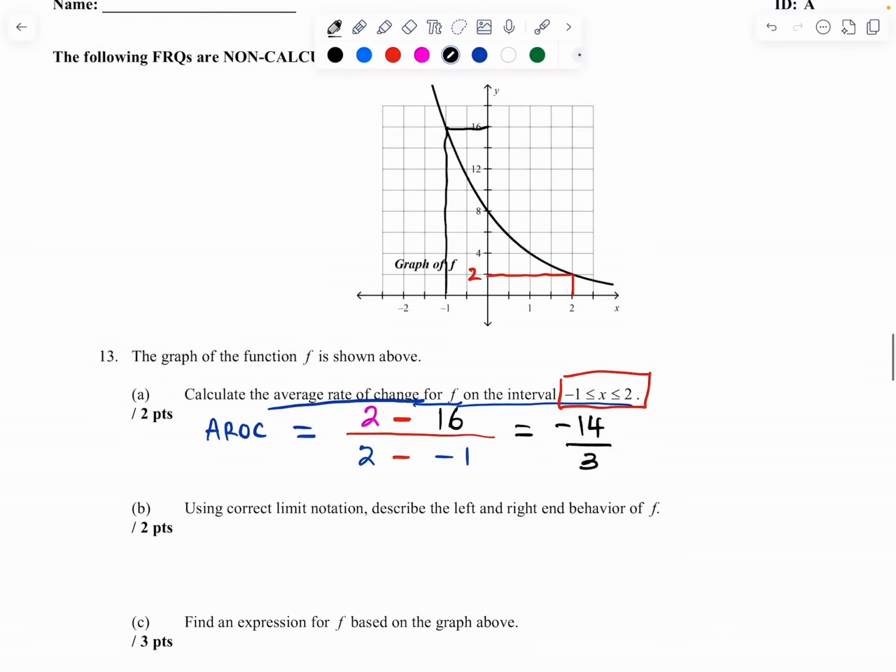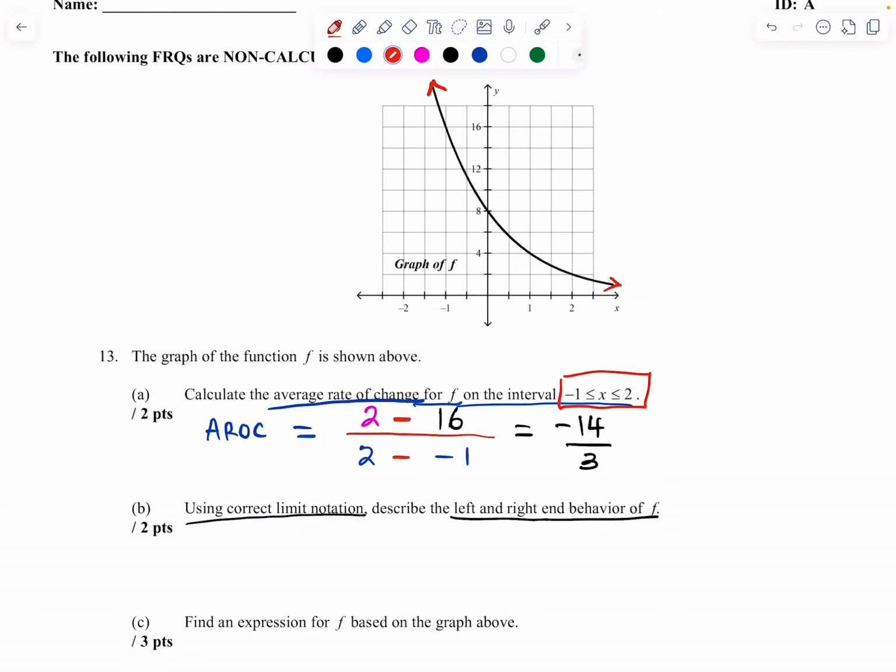And let's go to the second question. The second question is saying, using the correct limit, describe the left and right hand behavior. So if you go back to this graph real quick, they wanted us to find the end behavior of this graph, and the end behavior right here too.